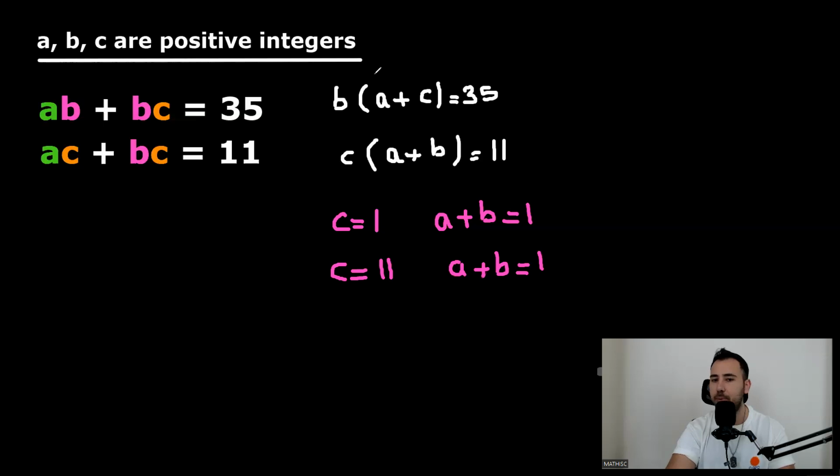But is this possible? We know that A, B, C are positive integers, right? That means A and B are at least 1, and this would be at least 3. So this would not be acceptable. So from here, we know that C is definitely 1, and AB plus A plus B is 11. I just forgot to put it here as well. So we know this much.